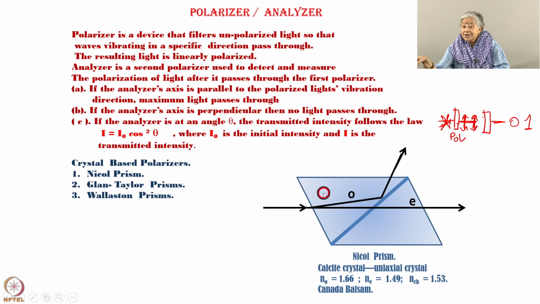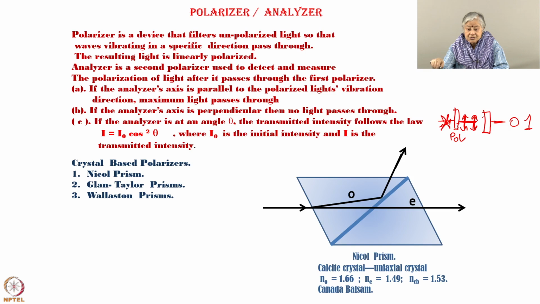In a birefringent crystal, as you remember before, any ray that comes in splits up into the O ray and the E ray, the ordinary ray and the extraordinary ray. And if you recollect, I had told you that the ordinary ray and the extraordinary ray are polarized perpendicular to each other. All right. So now what does this Nicol prism do?